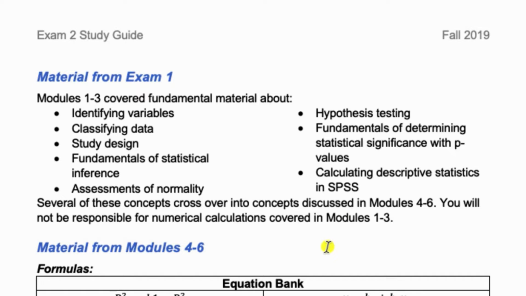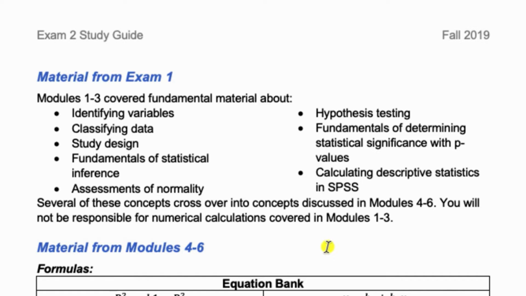Our fundamentals of statistical inference, where we are looking at how characteristics of our sample might be projected onto the population that sample was drawn from. We also have covered assessments of normality, which are aligned with some of the assumptions that we have for the tests that we looked at for this last section, for modules 4 through 6.